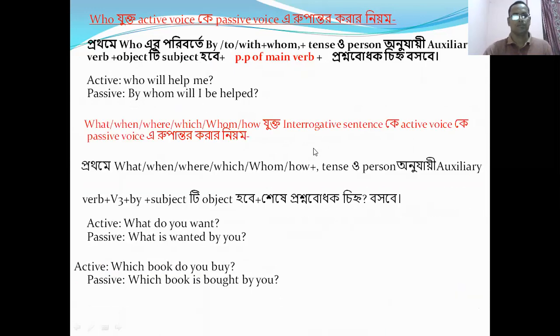Let's see, if we get what, when, where, whom, how in an interrogative sentence, the passive will be in this structure. Active: what do you want? What is wanted by you? Which book do you buy? Which book is bought by you?